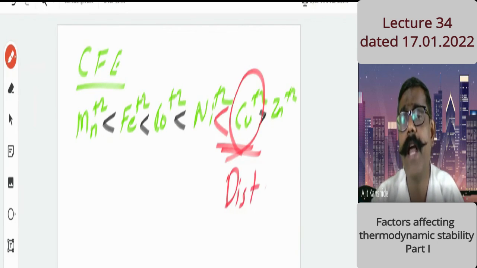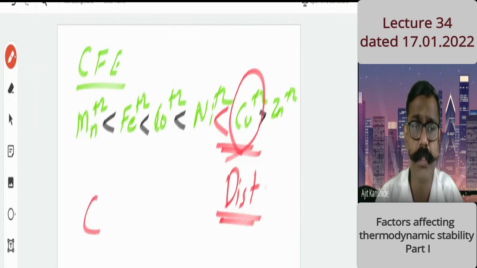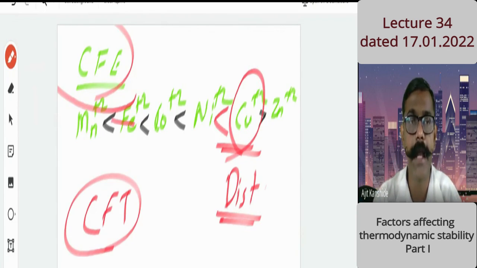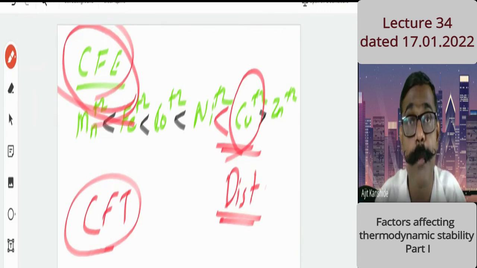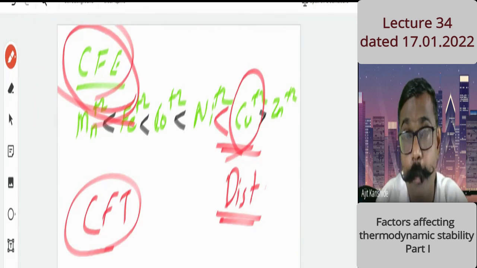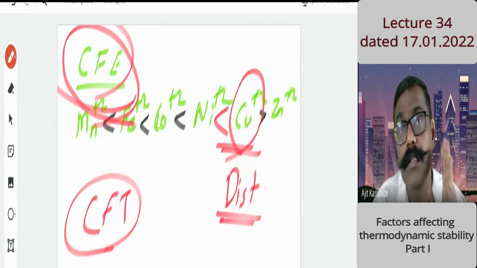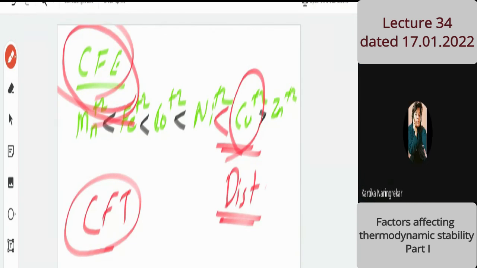Who had answered that distortion? Of course, crystal field theory. So I can say crystal field effect can answer the stability of the complexes. So under nature of metal ion, the second point is crystal field effect. Is it clear? Yes, sir.